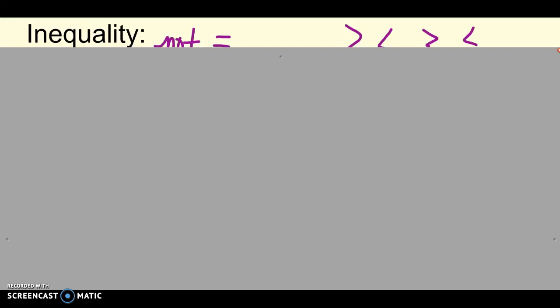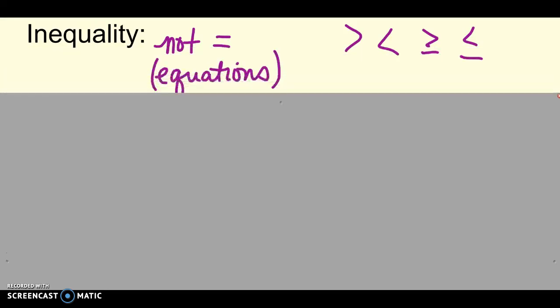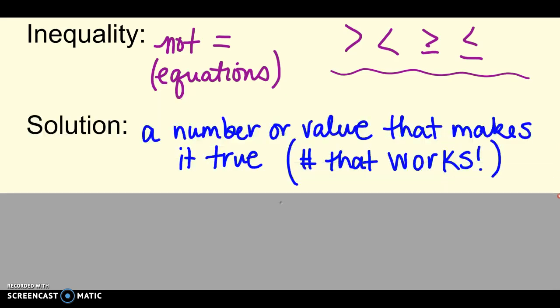So there's some vocab to write down. First of all, what is an inequality? Well, inequality means not equal. So if they were equal, we would have an equation. But if they're not equal, we get an inequality. And we use these 4 symbols. So we have a greater than, less than, greater than or equal to, and less than or equal to symbol that we'll go through in a lot more detail, but you've probably seen them before.